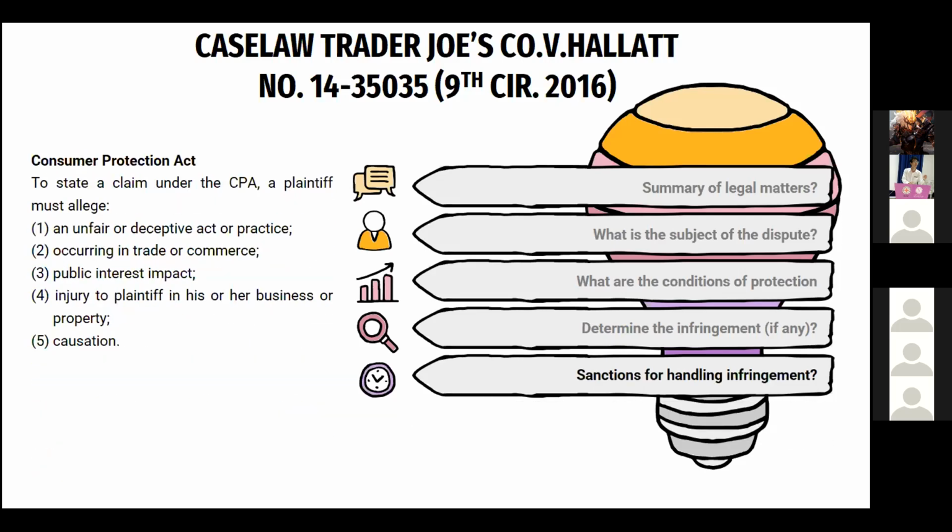So in the Consumer Protection Act, the state claim under the CPA must show, number one, an unfair or deceptive act or practice, and number two, occurring in trade or commerce. Third is a public interest impact, fourth, injury to the plaintiff in his or her business or property, and fifth, causation.